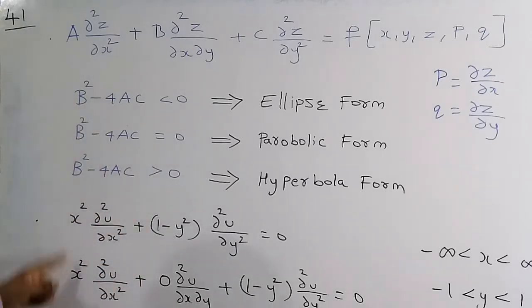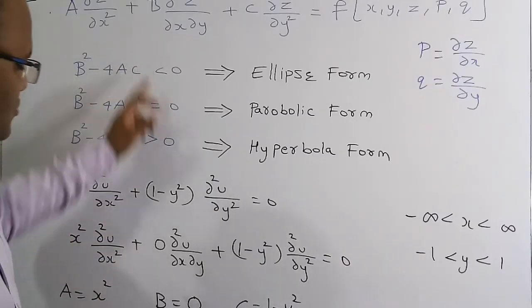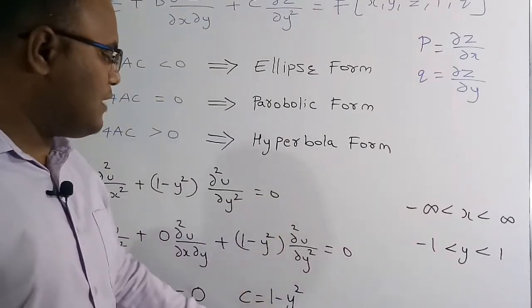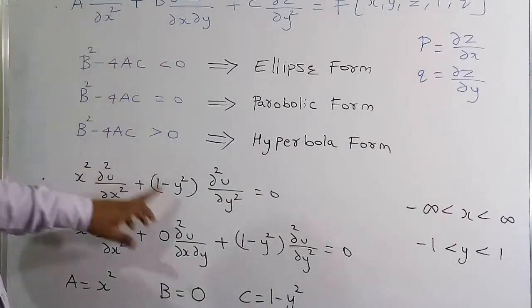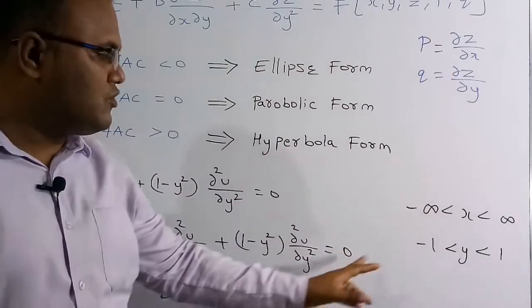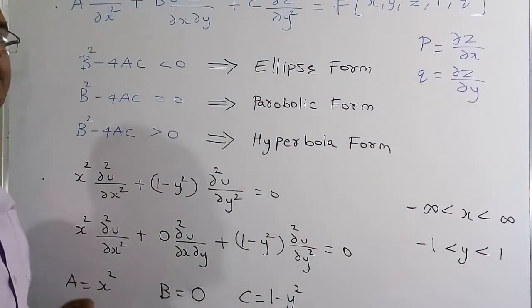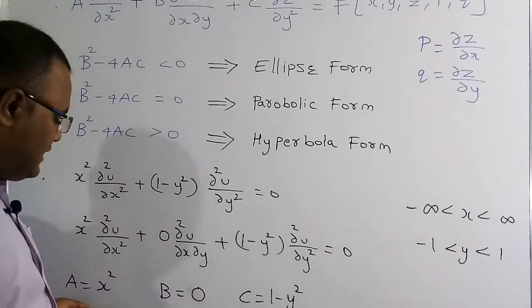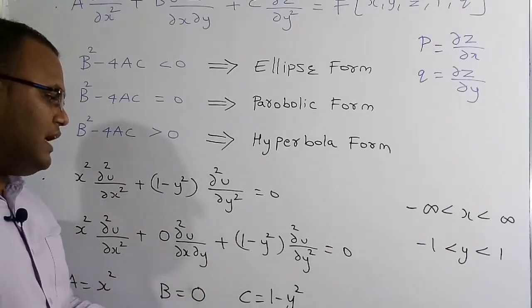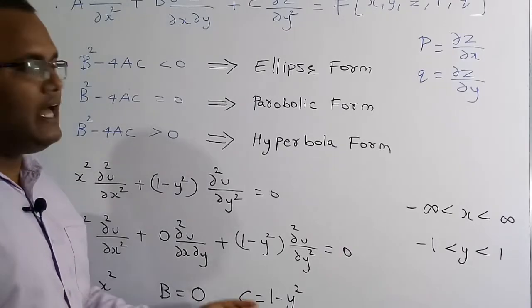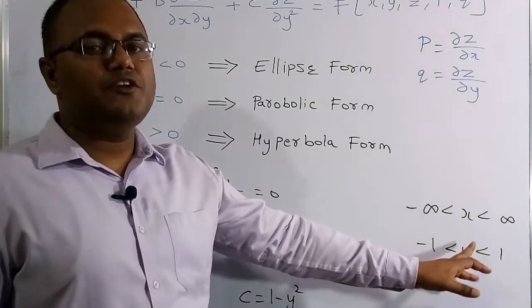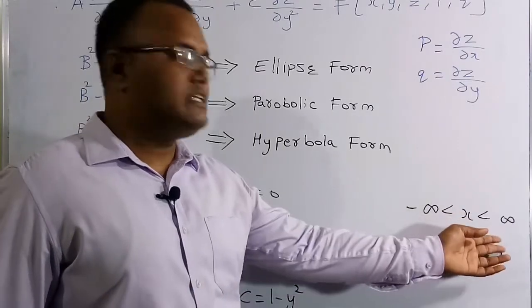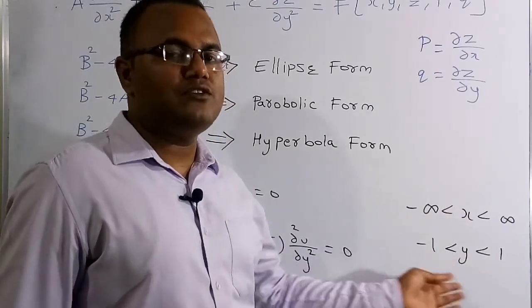If we compare the general equation and the equation given in the question, we can conclude that a is equal to x square, b is equal to 0 and c is equal to 1 minus y square, whereas z is equal to u and f is equal to 0. By comparing, we only want the coefficient values, which are a, b and c. So we got a equal to x square, b equal to 0 and c equal to 1 minus y square. In the question, the range of x is from minus infinity to plus infinity and the range of y is from minus 1 to 1.